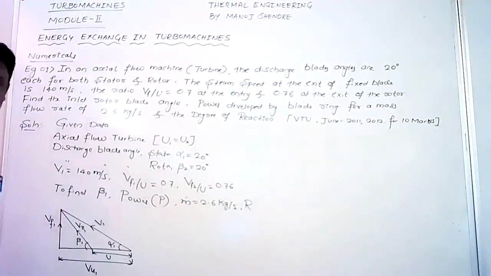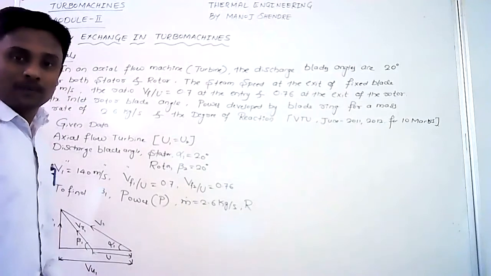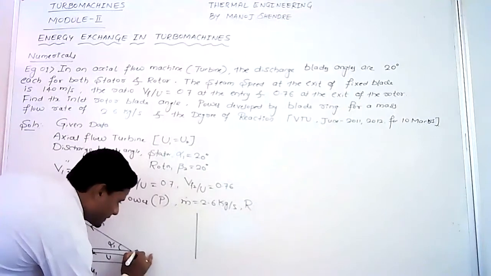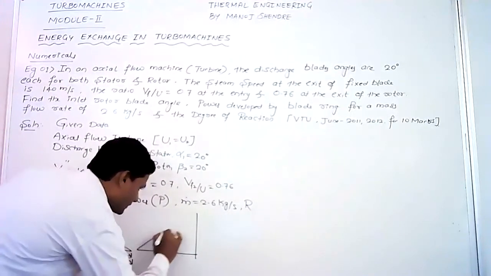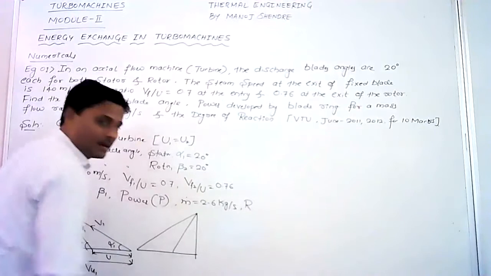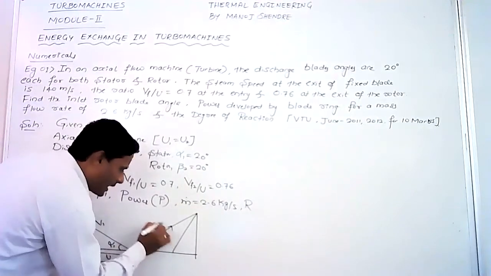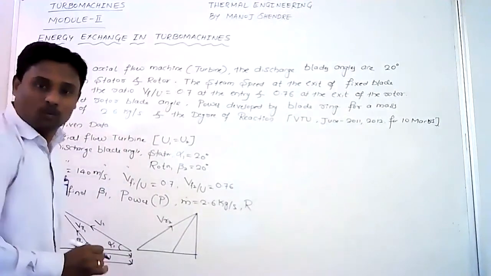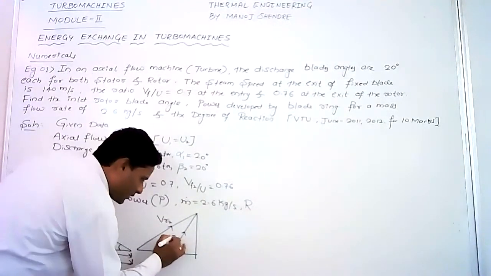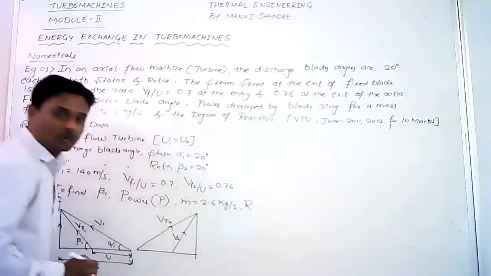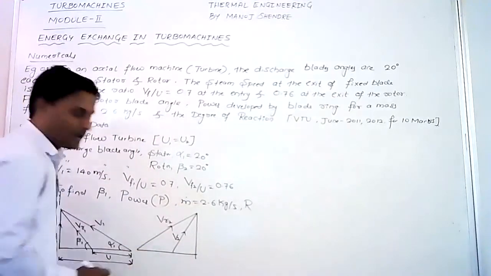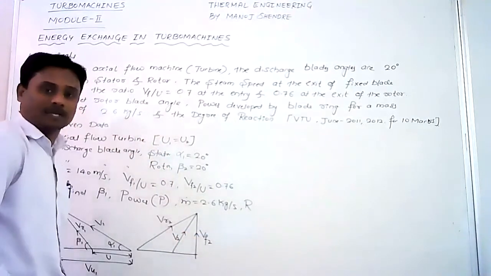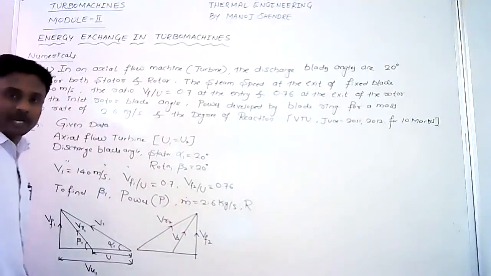This is the inlet velocity triangle. Now, how to draw the outlet velocity triangle? Look here. The corresponding outlet velocity triangle is this, where the principal diagonal is VR2, the relative velocity component at the outlet. This is V2, the absolute velocity at the outlet, and this is VF2, the flow velocity component at the outlet. So be ready with the calculators.